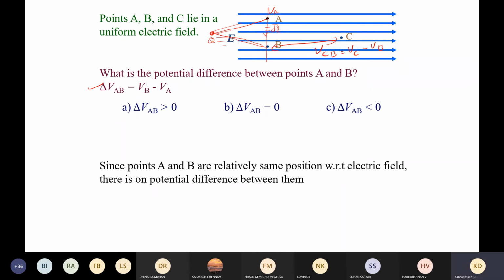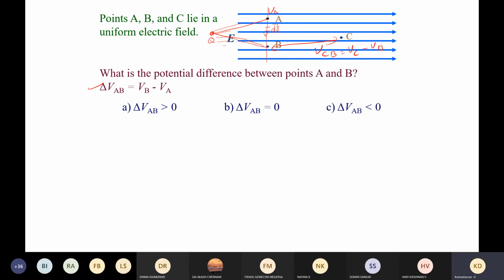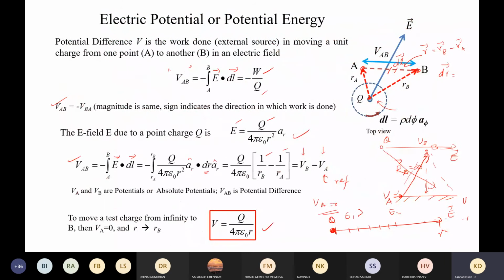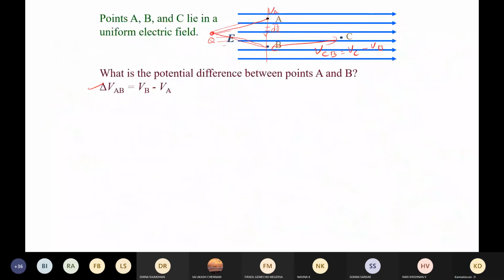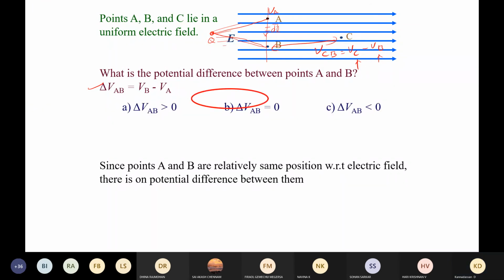So which will be greater, VC or VB? Think of the example I told here. According to this simple relation, as R is in the denominator, if you go far away, the potential will become lesser and lesser. So VC will be less than VB. Remember that. So for this particular problem, the answer is A.